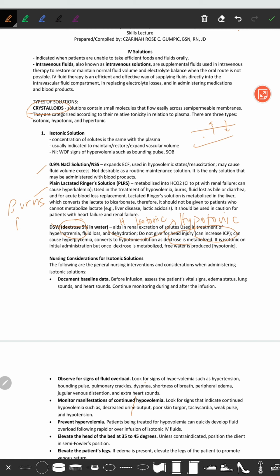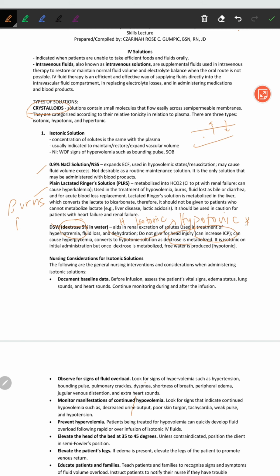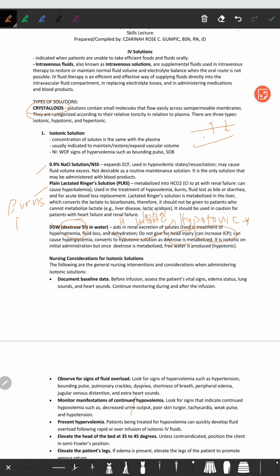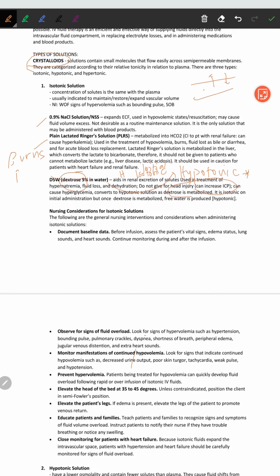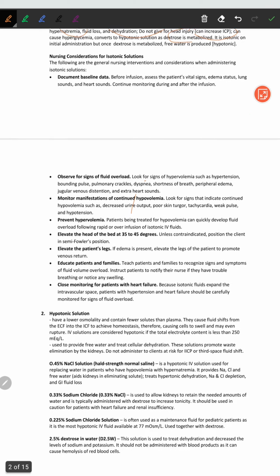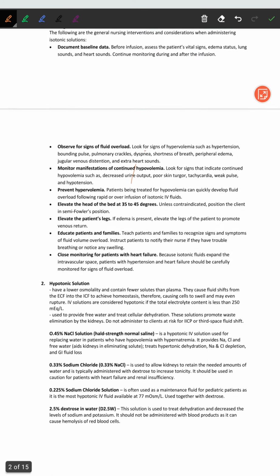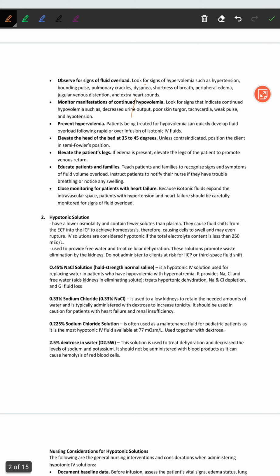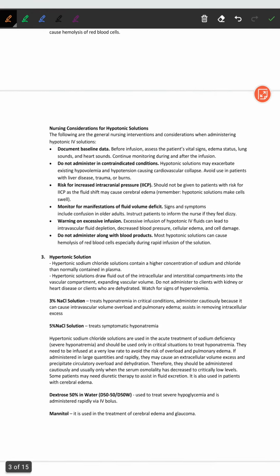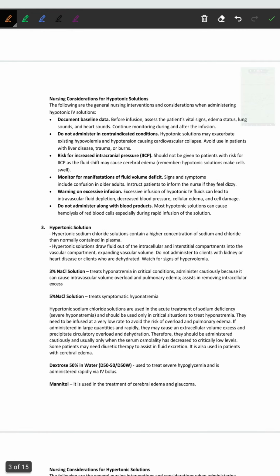Again, why? Because of its effect, since it is eventually a hypotonic solution. Initially, when it has not yet entered the body, it is isotonic. Once it is metabolized by the liver, it becomes hypotonic. For the nursing considerations, just read on them and their specific indications. Hypotonic solutions are less than the normal levels or solute concentration of the body. And we also have hypertonic solutions, which are more than.